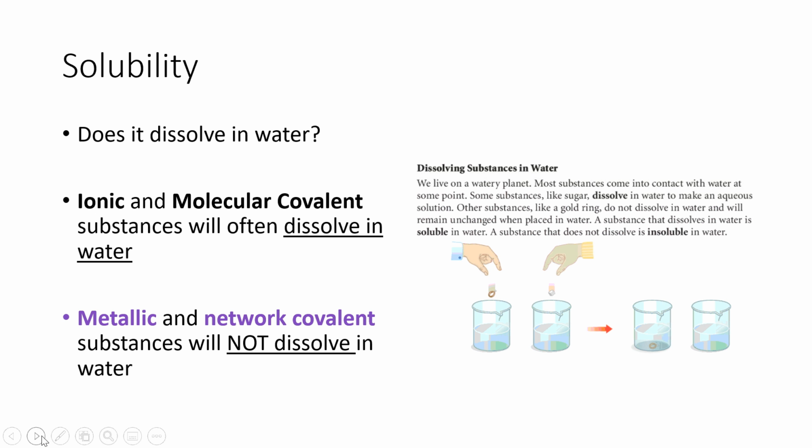All right, and so we can talk about the various properties that substances will have based on their bond types. So we'll notice, for example, that ionic and molecular covalent substances will often dissolve in water, whereas metallic and network covalent substances will not dissolve in water.